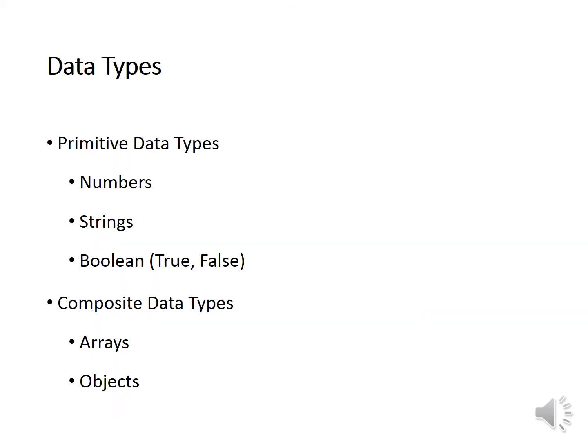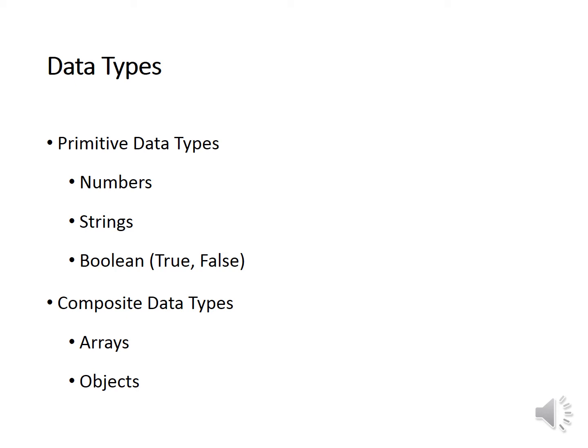There are two different types of data types in JavaScript. The first is primitive data types, and the second is composite data types. You are very familiar with these two types. Primitive includes numbers, strings, and boolean. Boolean means true or false: when you check a condition, whether it is true or false, it is checked using a boolean type of variable. A number stores numerical values, and a string stores a bunch of characters.